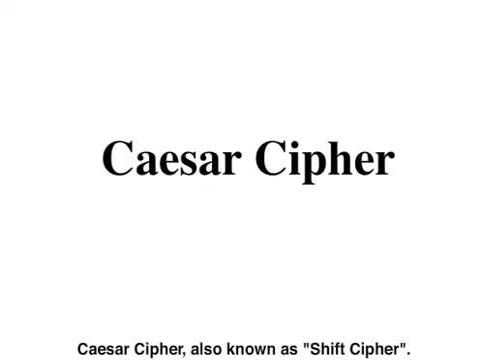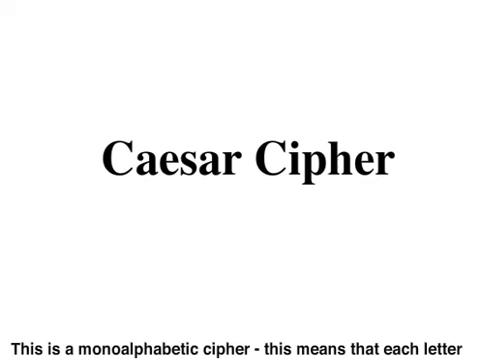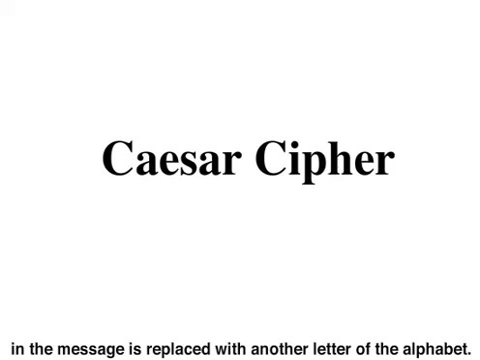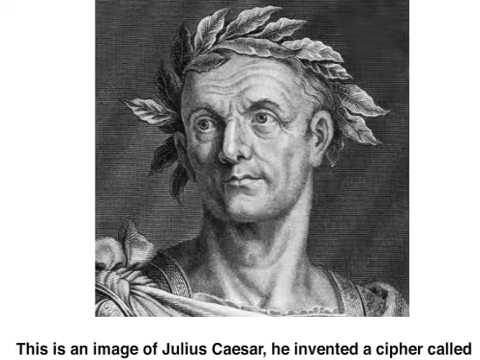Caesar cipher, also known as shift cipher. This is a monoalphabetic cipher. This means that each letter in the message is replaced with another letter of the alphabet. This is an image of Julius Caesar.